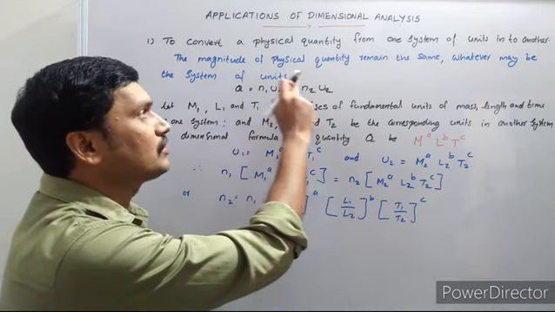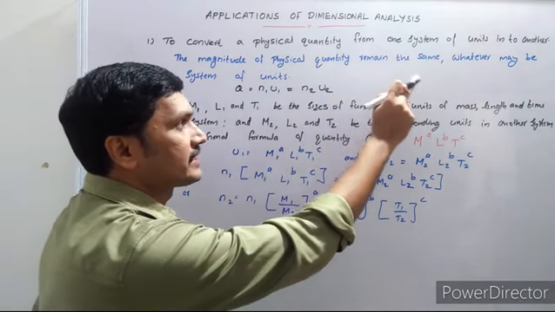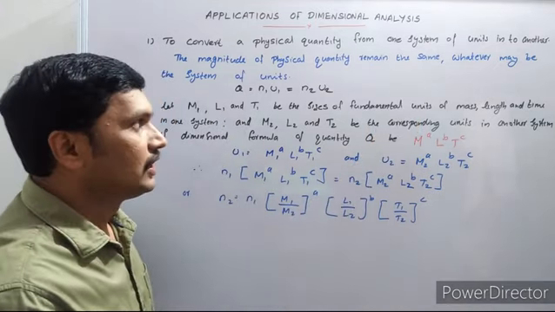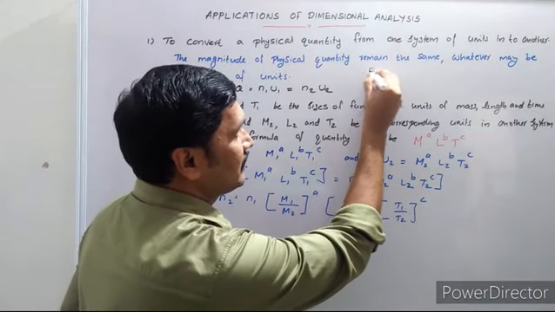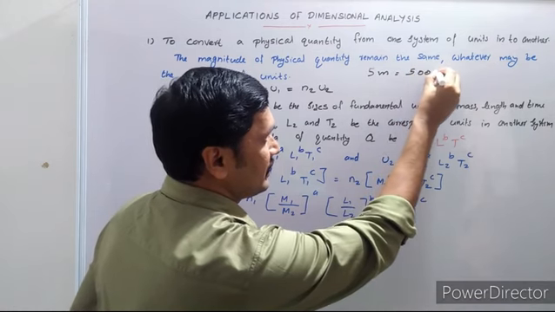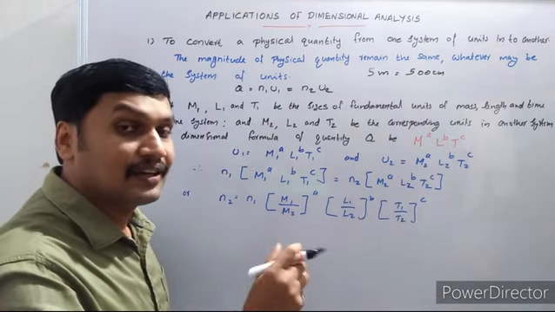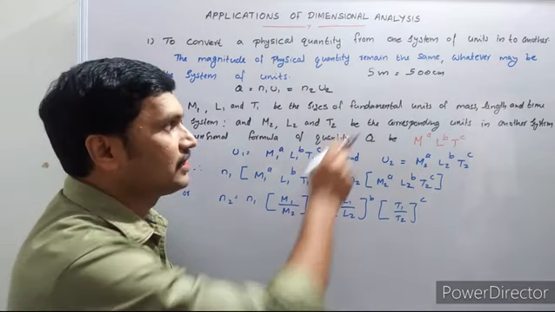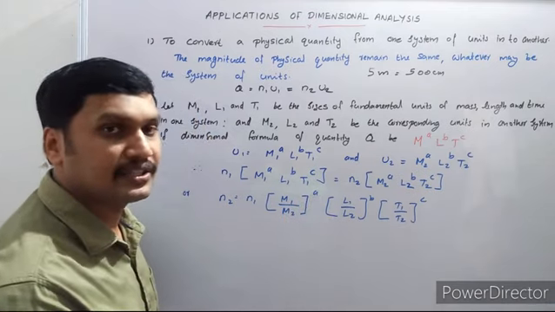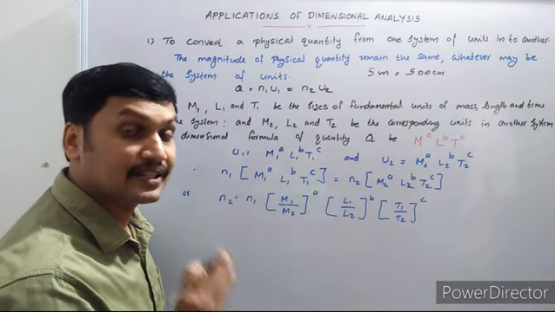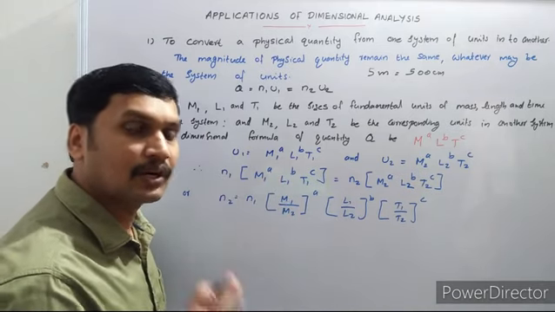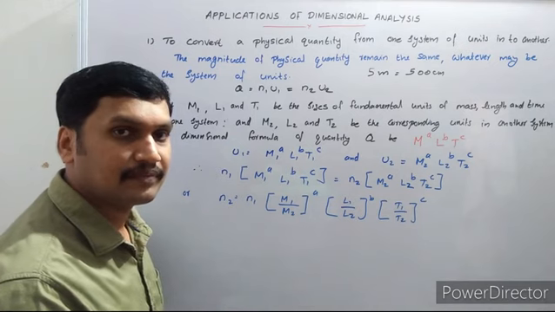That is, the magnitude of a physical quantity remains the same whatever the system of units. For example, if you write the length is 5 meter, that is in the SI system, it should be equal to 500 centimeter in the CGS system. The length is the same. The magnitude of physical quantity remains the same, whatever the unit system.